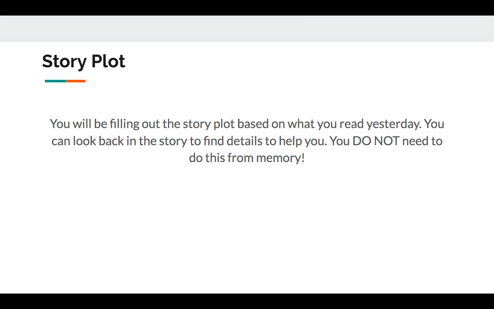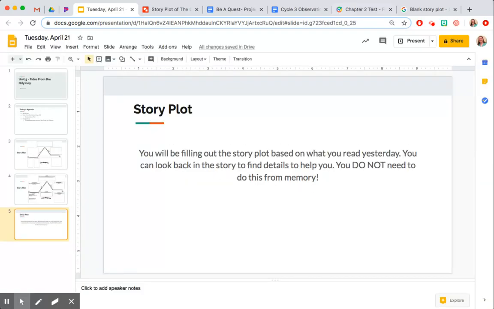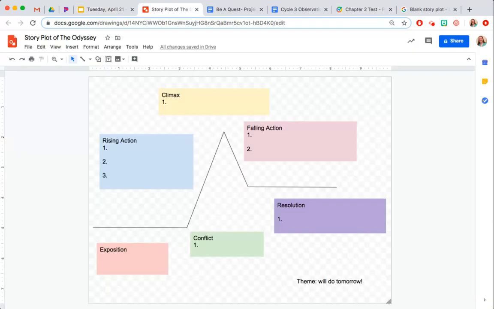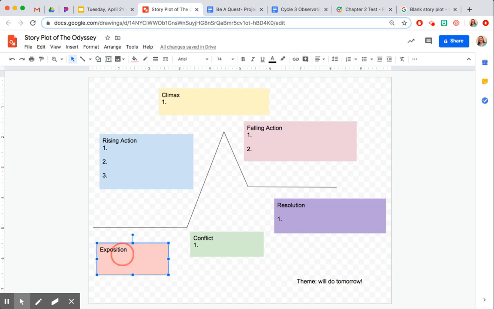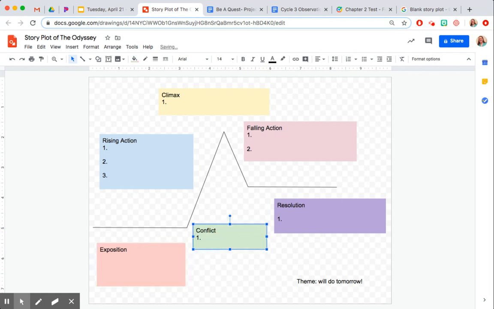Please use it. In Google Classroom, you will have noticed that there's also a link to a Google Draw. If you double click on the text box, you can then write in your answer. What is the exposition? Where is the story taking place and who are the main characters of the story you read yesterday? If you need to make the text boxes bigger, you are more than welcome to. And then what is the conflict? What are Odysseus and his men facing?